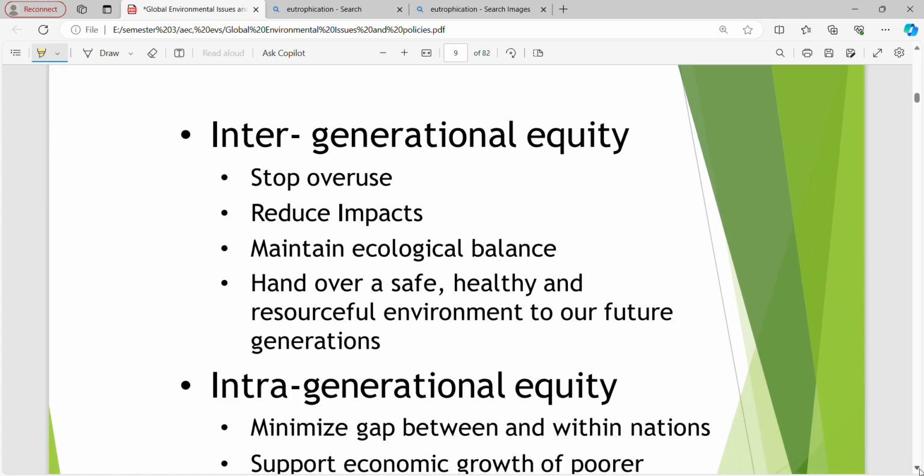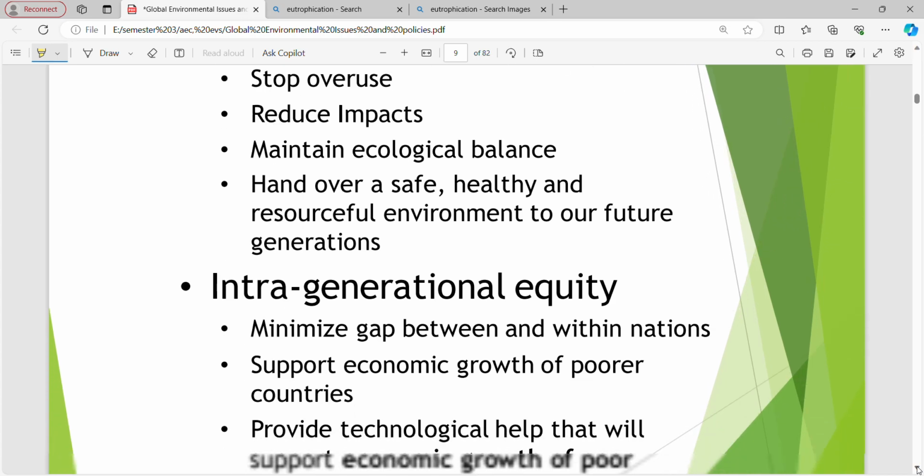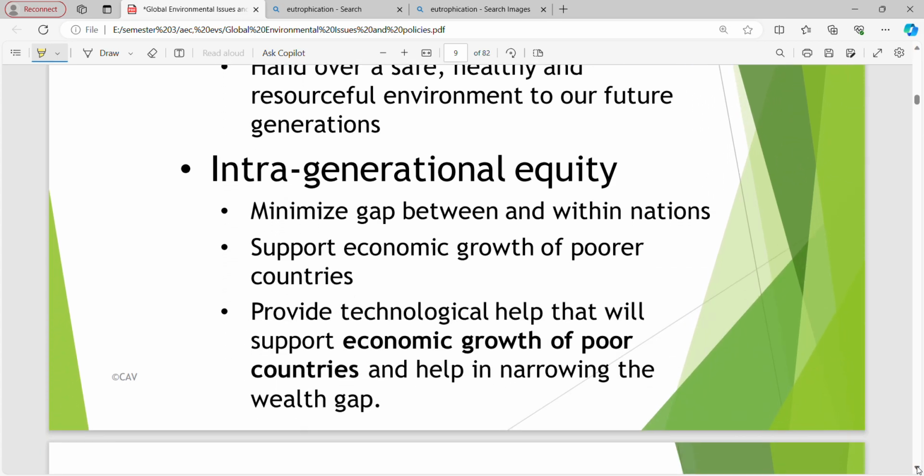So what is intergenerational equity? Stop overuse. What can we do now? Stop overuse, reduce impacts, maintain ecological balance, hand over a safe, healthy and resourceful environment to our future. Intragenerational equity: minimize the gap between and within nations, support economic growth of poorer countries, provide technological help that will support economic growth of poor countries and help in narrowing the wealth gap.